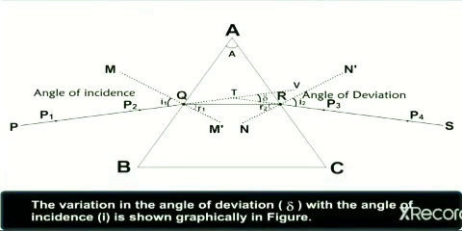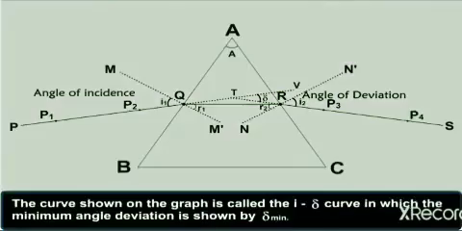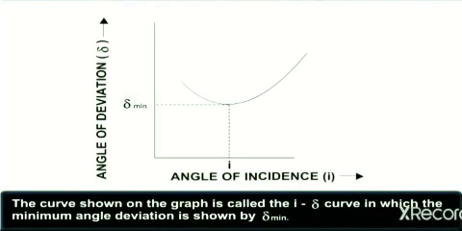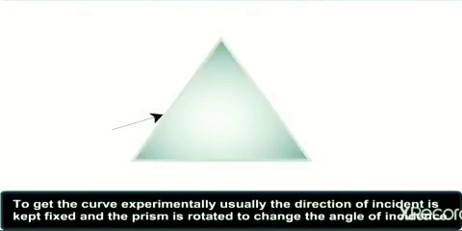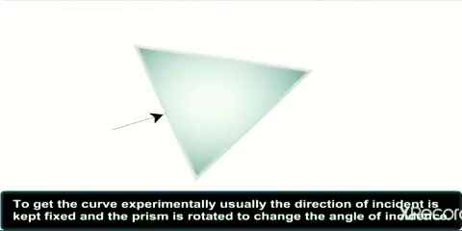The variation in the angle of deviation, delta, with the angle of incidence, I, is shown graphically in the figure. The curve shown on the graph is called the I-delta curve, in which the minimum angle of deviation is shown by delta minimum. To get the curve experimentally, usually the direction of incident ray is kept fixed and the prism is rotated to change the angle of incidence.